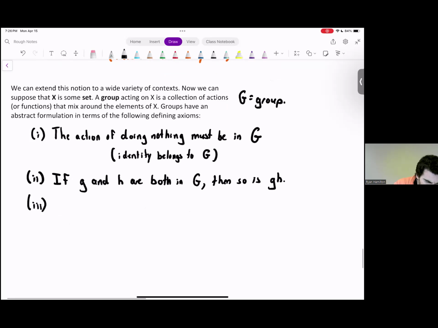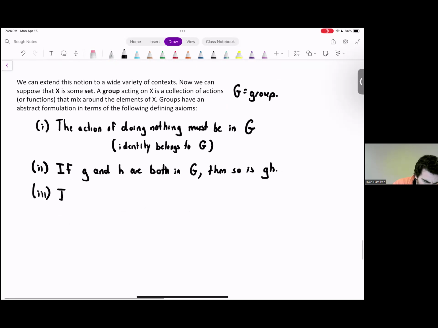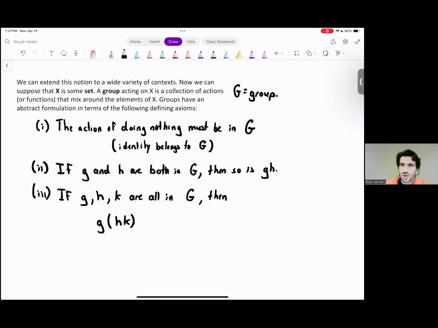Okay, 3. If G, H, and K are all in G, then if I perform H and then K and then G after that, that's the same thing as, well, essentially performing them in the same order, but you're grouping them differently. So this is known as the associativity law.